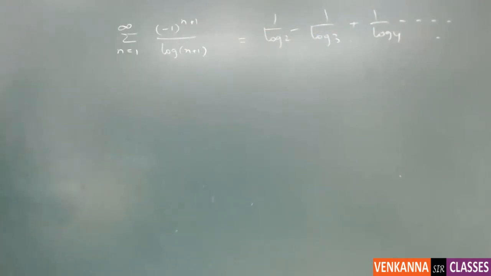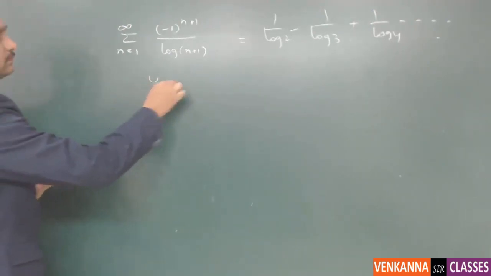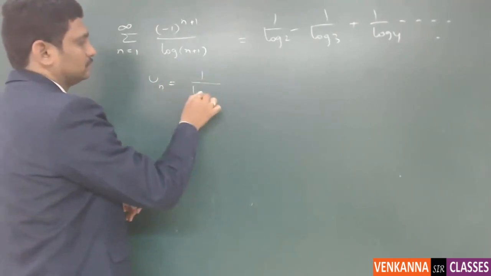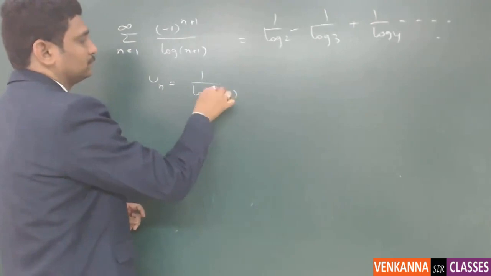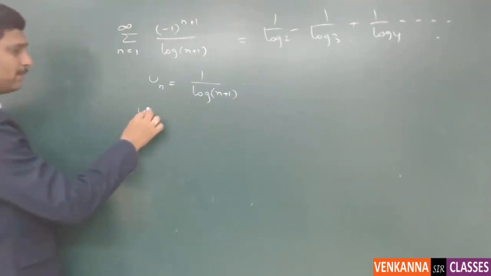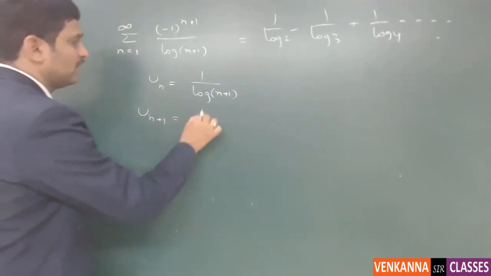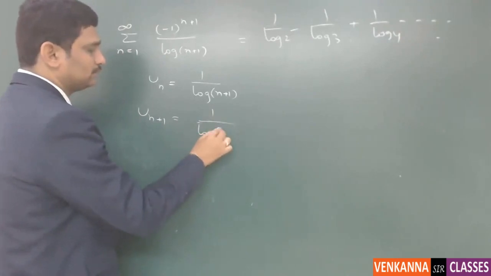Now, let us write the term here. I want to apply Leibniz test. So you take un is equal to 1 by log of n plus 1. So if you consider un plus 1, it will be 1 by log of n plus 2.